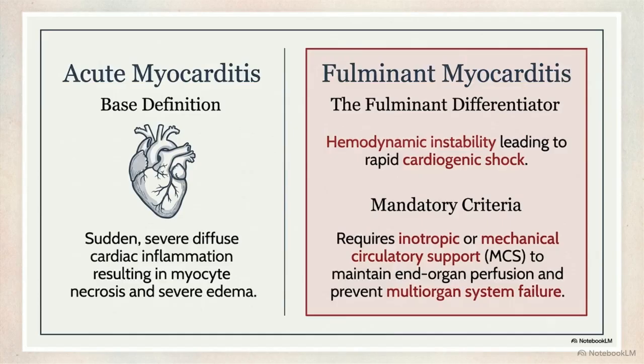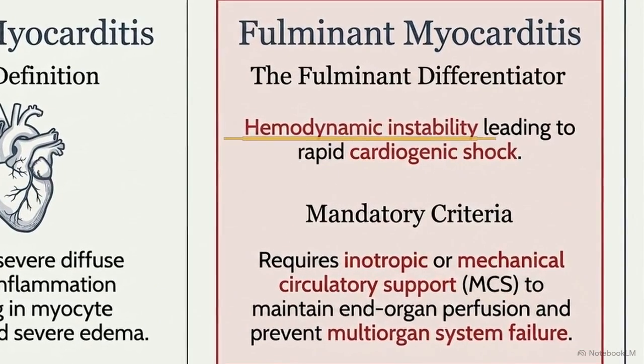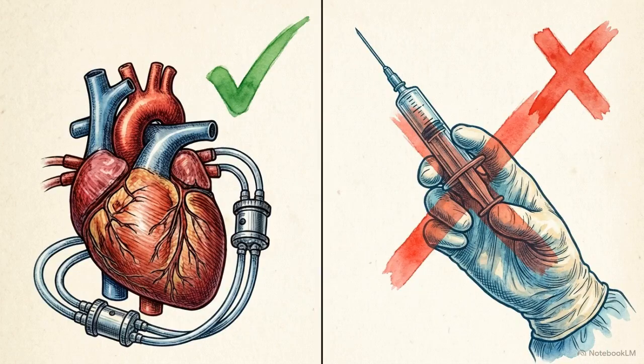Looking at this breakdown, we can see what separates standard acute myocarditis from the fulminant subtype. The fulminant differentiator is hemodynamic instability, leading to rapid cardiogenic shock. The mandatory criteria require mechanical or chemical support just to keep the patient's blood circulating. This distinction is a matter of life and death.